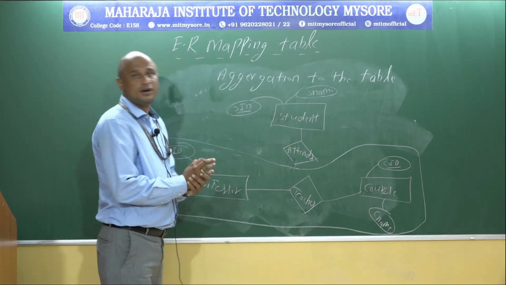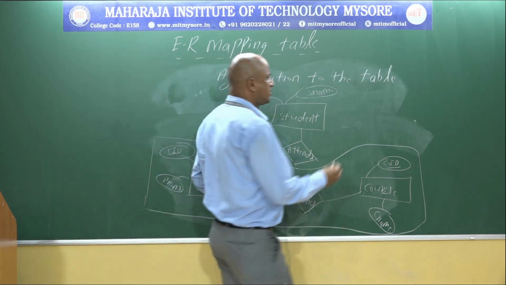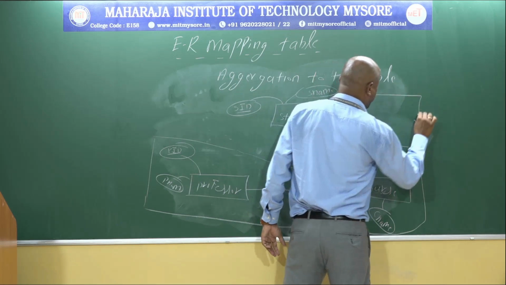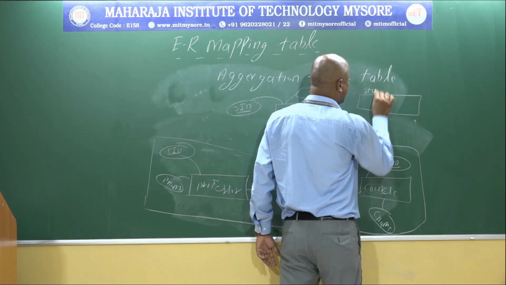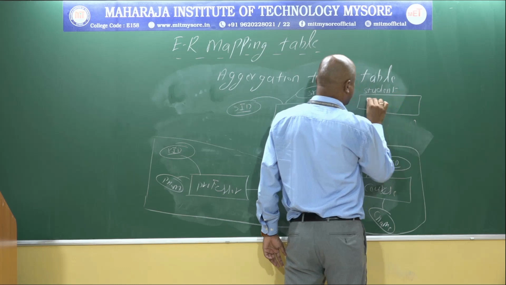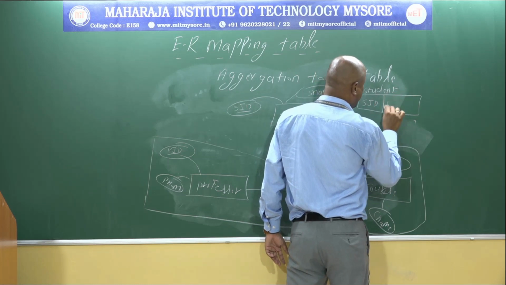So now my job is to convert this to tables. Table 1 is the student table, containing student ID and student name.